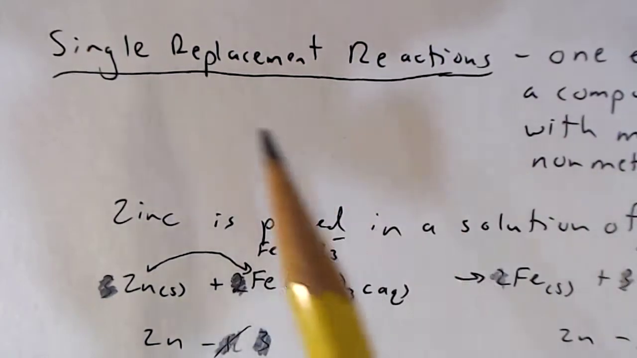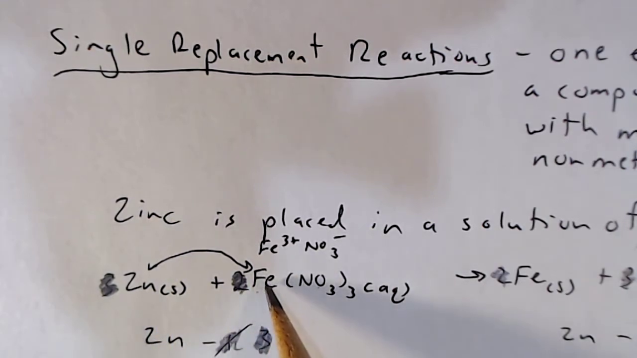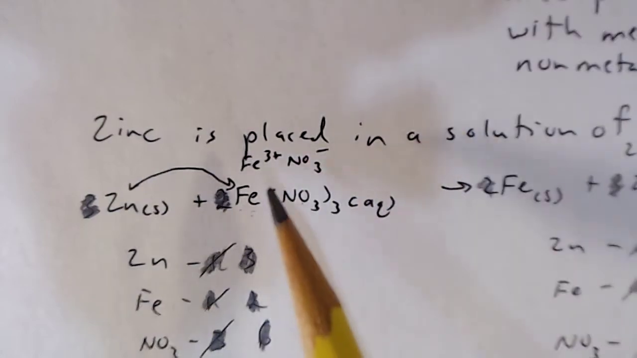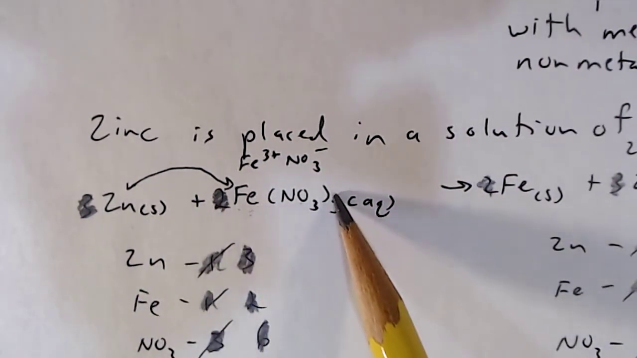Hi everyone. In single replacement reactions, there is a switching. It's like there are two people dancing, and then someone else comes and takes the lead and switches places with the other person. So when we are predicting single replacement reactions, you have one element reacting with a compound.